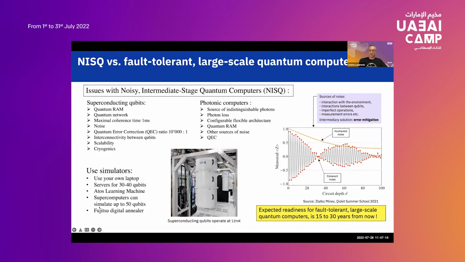Then supercomputers, they can simulate up to 50 qubits or maybe 55, 60. More than that, not possible. But already this is quite good, I mean, for the beginners and for even teams that are searching for how to implement some of the practical use cases and how using quantum algorithms.